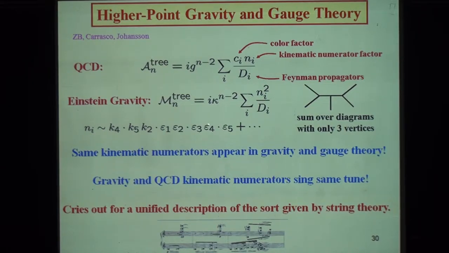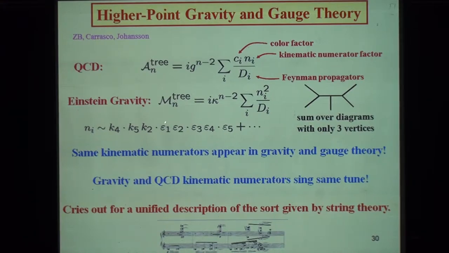These numerators, just to reiterate, are in terms of polarization vectors and momenta. They have nothing to do with the gauge group. And the first thing this does, which is actually kind of amusing, is it definitely cries out for unification of the sort given by string theory.